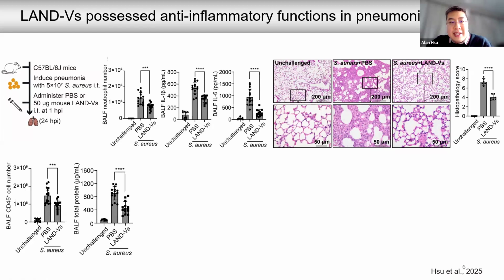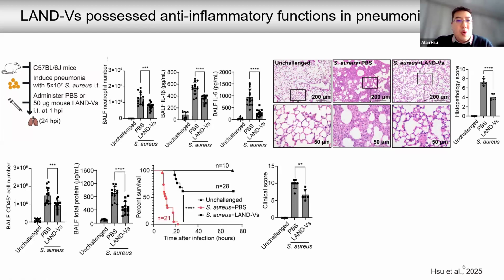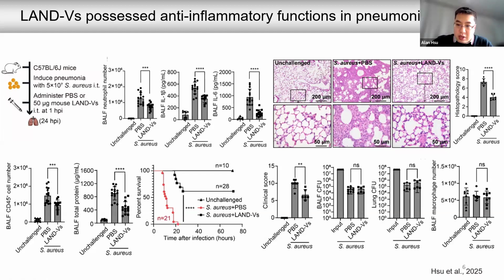And when using a lethal dose of S. aureus, 1 dose of LAND-Vs could actually improve the survival. So the red line is when you just challenge with the lethal dose, and then this black line, the square black line, is when you give LAND-Vs. It has improved survival, also a lower clinical score. Interestingly, though, while neutrophil numbers and pro-inflammatory cytokines were decreased, the bacterial load and the macrophage numbers were not, suggesting that LAND-Vs could modulate inflammation without compromising immunity.